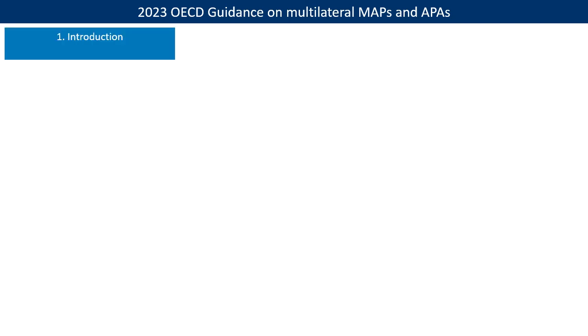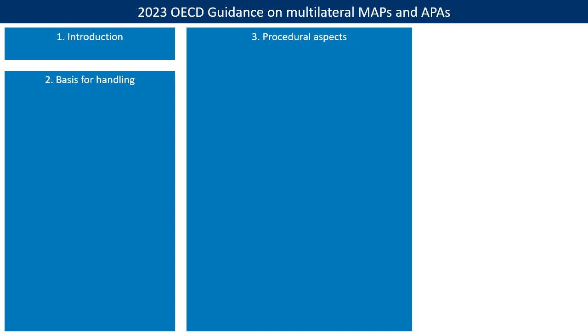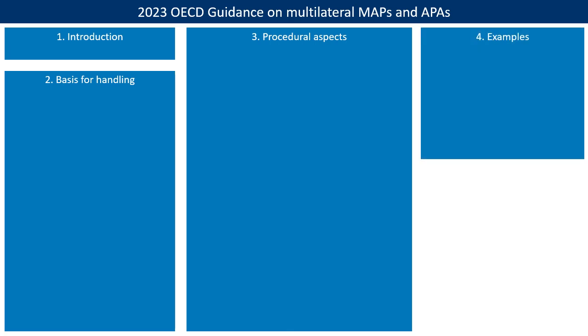It's broken into 5 parts. First is a short introduction. Then it talks about what is the legal basis for dealing with multilateral MAPs and APAs. What are the procedures? What kind of steps do you need to do? It gives some examples, and then it ends up with timelines, proposed timelines for how long these things should take.